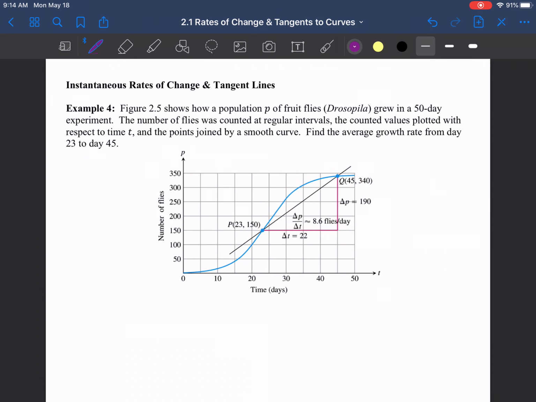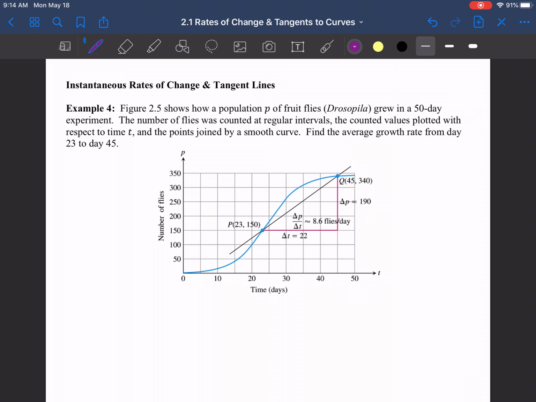instantaneous rates of change. Here we've got figure 2.5. Now this one's totally worked out for us. We've got the answer right there. So basically what they're doing is, figure 2.5 shows how the population P of fruit flies grew in a 50-day experiment. The number of flies was counted at regular intervals. The counted values are plotted with respect to time t and the points joined by a smooth curve. Find the average growth rate from day 23 to day 25.